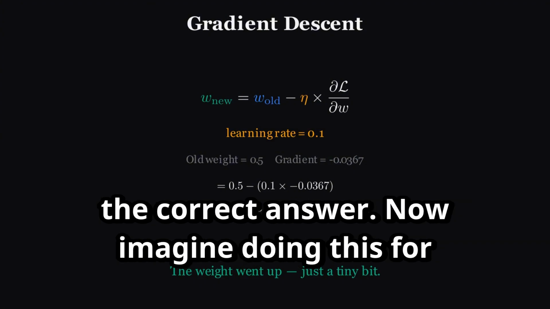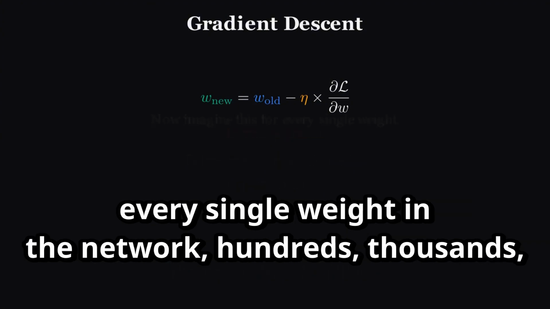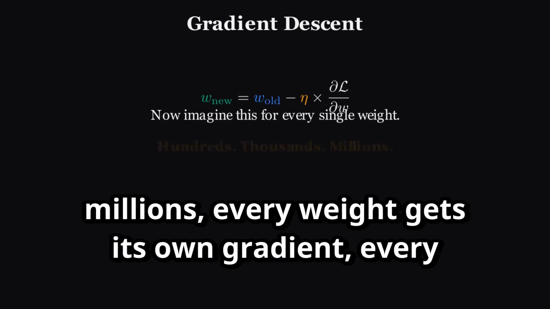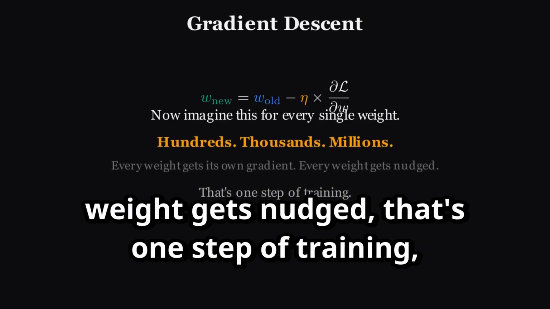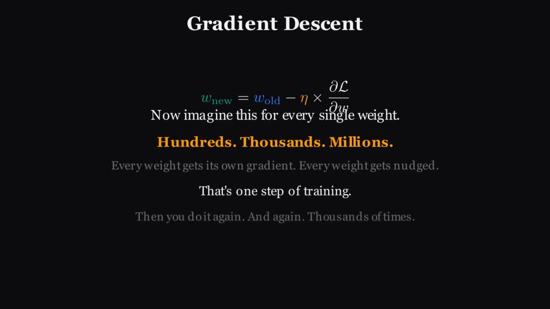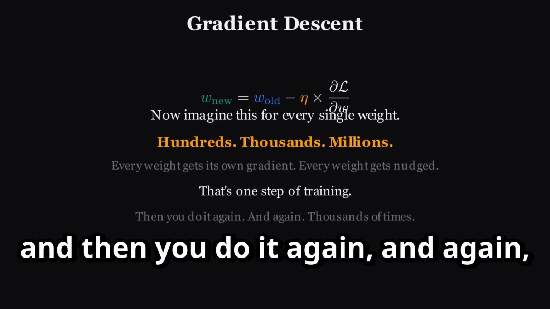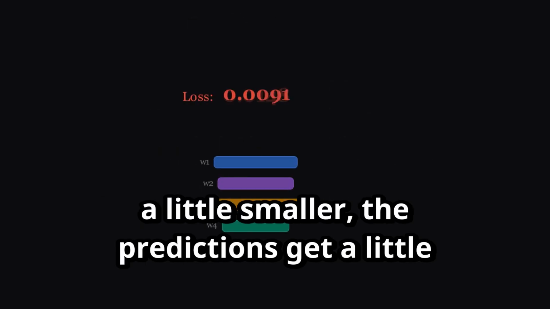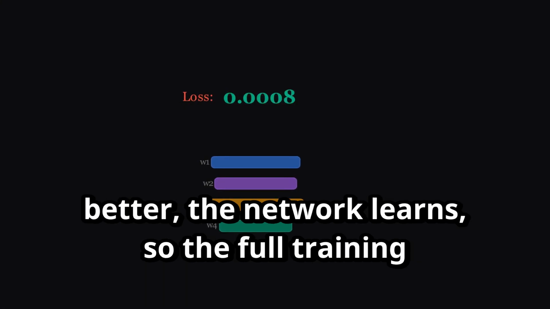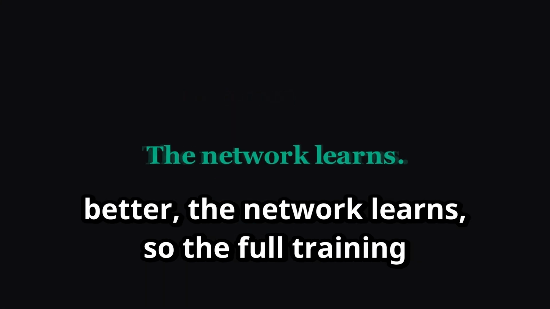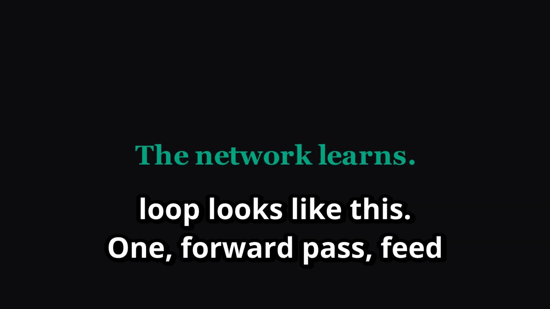the correct answer. Now imagine doing this for every single weight in the network. Hundreds, thousands, millions. Every weight gets its own gradient. Every weight gets nudged. That's one step of training. And then you do it again, and again, thousands of times. Each time, the loss gets a little smaller. The predictions get a little better. The network learns. So the full training loop looks like this.